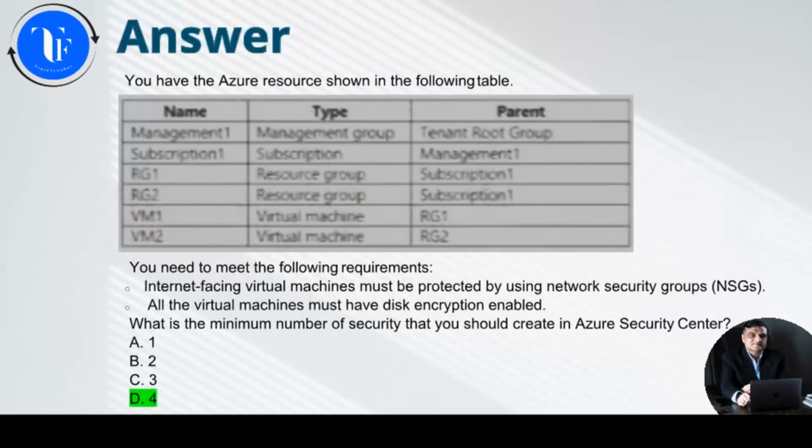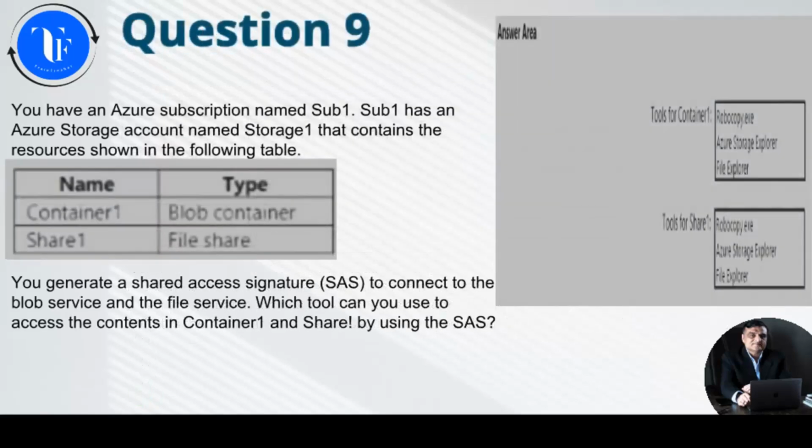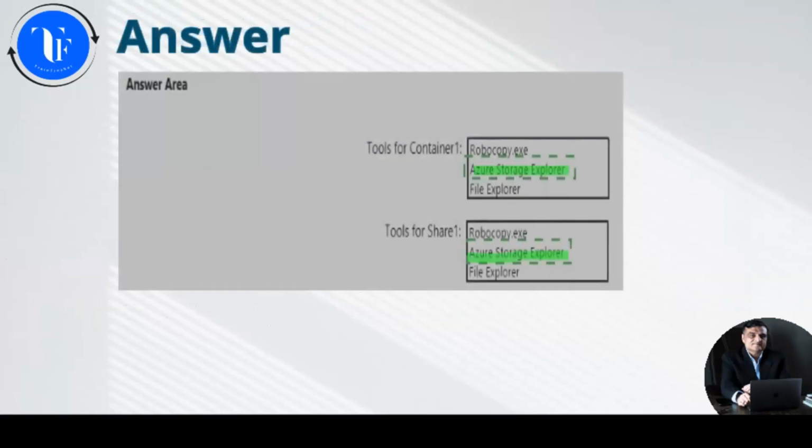Answer D, 4. You have an Azure subscription named Sub1. Sub1 has an Azure storage account named Storage1 that contains the resources shown in the table. You generate a shared access signature (SAS) to connect to the blob service and the file service. Which tool can you use to access the contents in container1 and share1 by using the SAS? Answer: Tools for container1, Azure Storage Explorer. Tools for share1, Azure Storage Explorer.